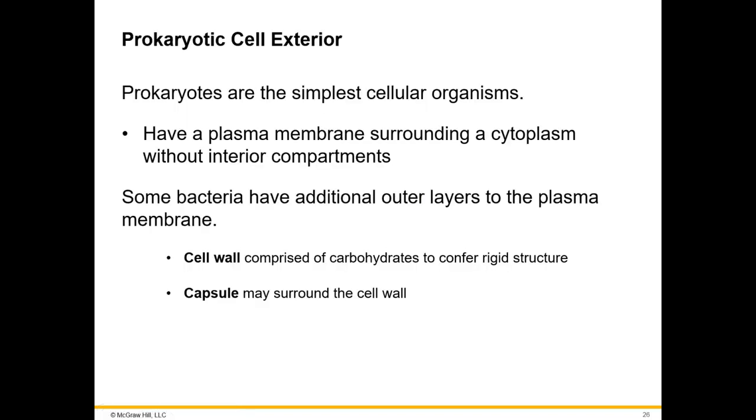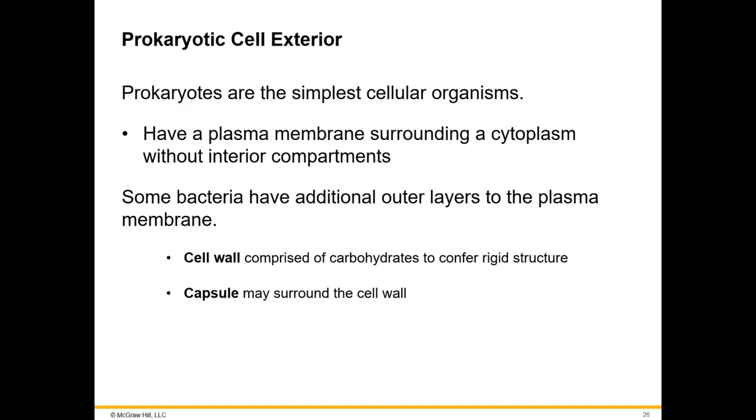Prokaryotes are going to be the simplest cellular organisms. They have a plasma membrane surrounding a cytoplasm without any interior compartments. So they do still have a plasma membrane around the outside of the cell, but they do not have any membranes on the inside of the cell.